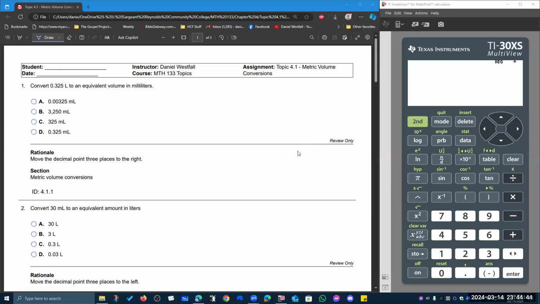In this video, we're going to talk about 4.1 metric volume conversions. I'm going to be showing you the dimensional analysis technique in this video. So let's go ahead and get started.